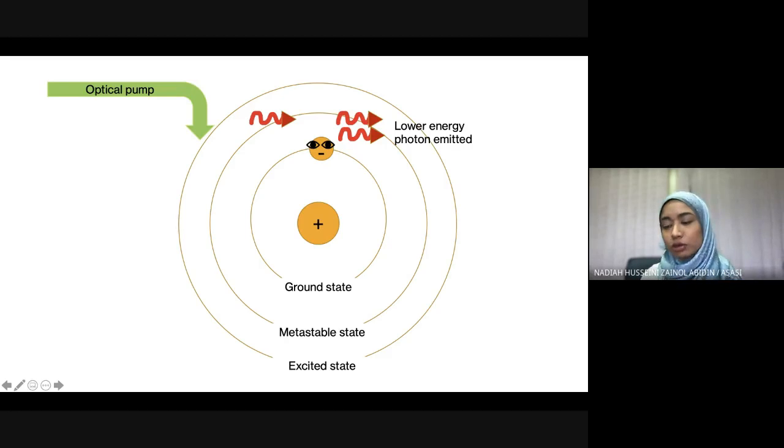Something to note: the frequency of the optical pump will always be higher than the frequency that the electrons are emitting. So when you supply something that is higher frequency, you will get something that is lower frequency. Why? Because it is dependent on the difference in energy level between the metastable state and the ground state. So you always get something smaller.